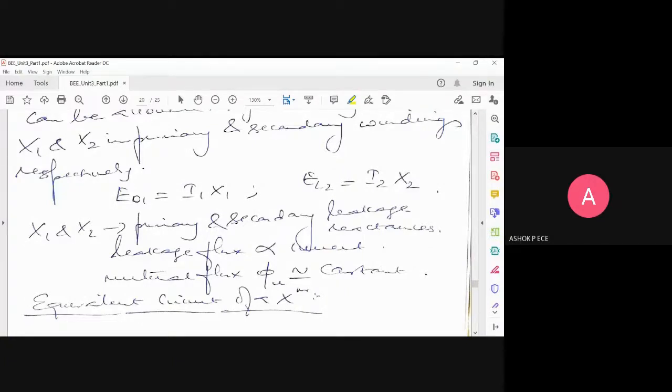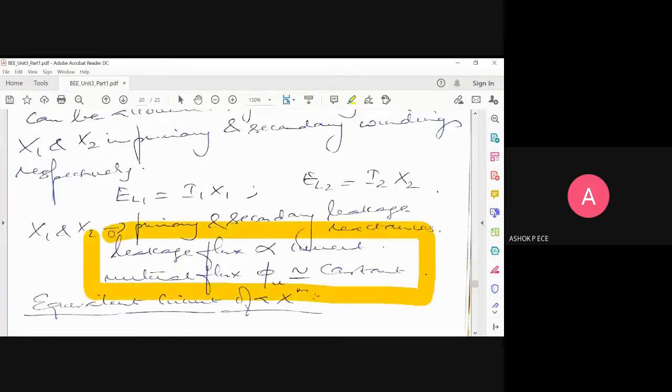And you see that the leakage flux is proportional to current, so the mutual flux will be almost constant. So as current increases, the leakage flux will also increase, but effectively the mutual flux coupled from primary to secondary is always going to be a constant number. That is what is given here. Okay, it's going to be a constant number.